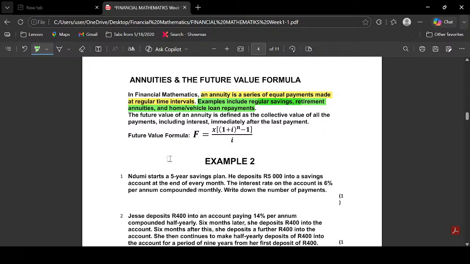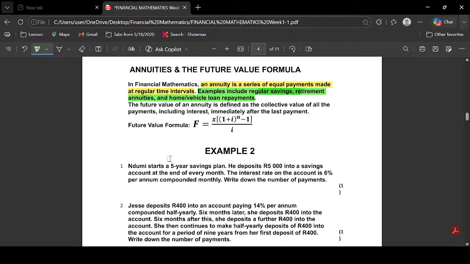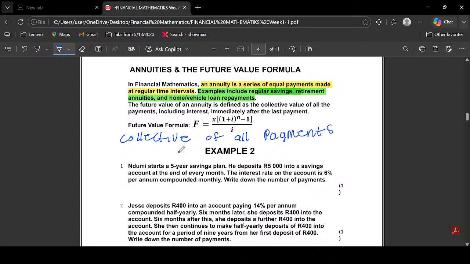So if it allows you, you can just type this and say, present value differs from the future value in that it is the collective of all the payments excluding interest. So this one is going to be including the interest, the other one excluding the interest. That's the difference between the two. So whatever money you are calculating, if I say I'm borrowing 5 million, it's 5 million excluding the interest. You're not going to be paying back just 5 million. That's very important.